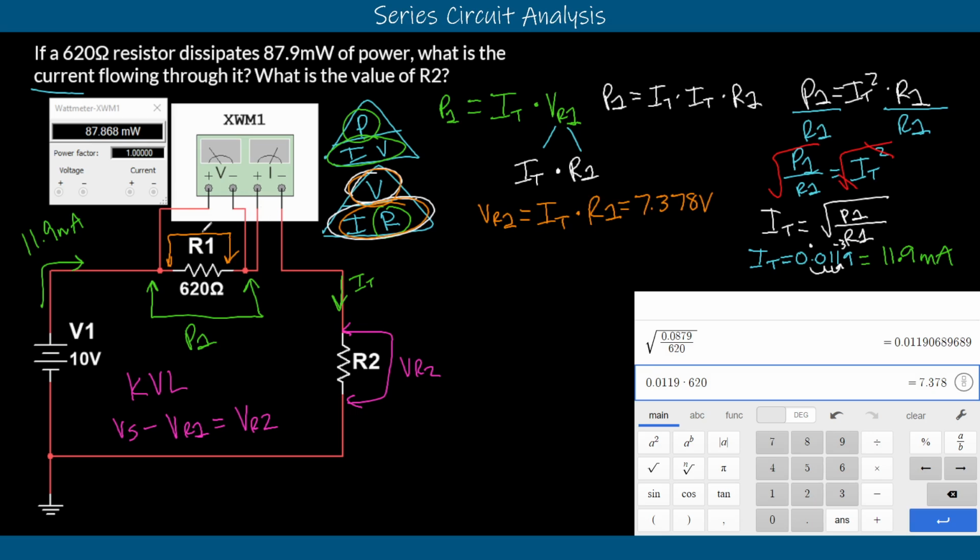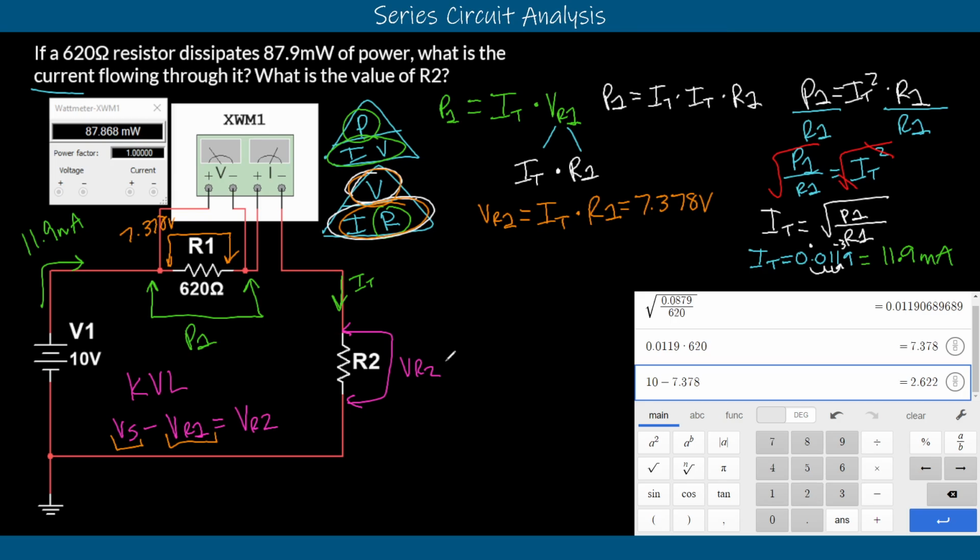So it has 7.378 volts. We can use KVL to subtract that. Now we know our voltage source is 10 volts and that our VR1 is 7.378 volts. And now we're going to get the leftover voltage across the next component. Do that here. So we started with 10 volts. We lost 7.378 volts. We're left with 2.622.